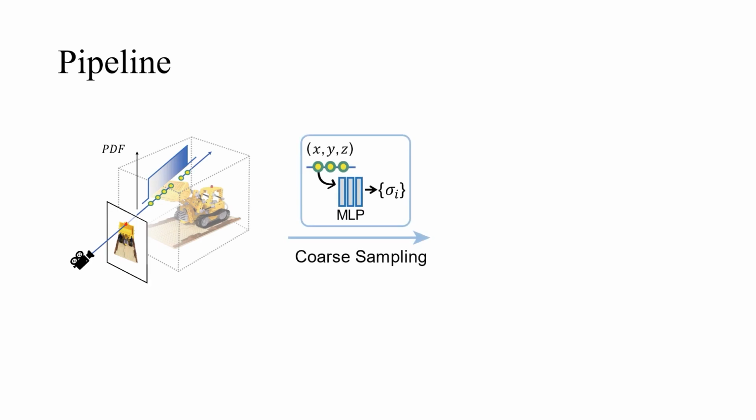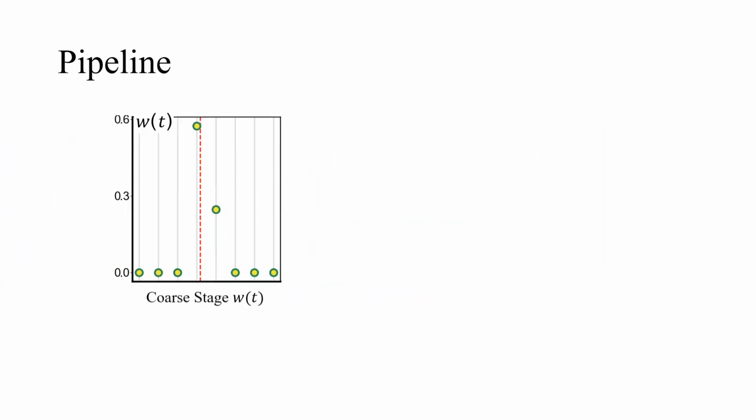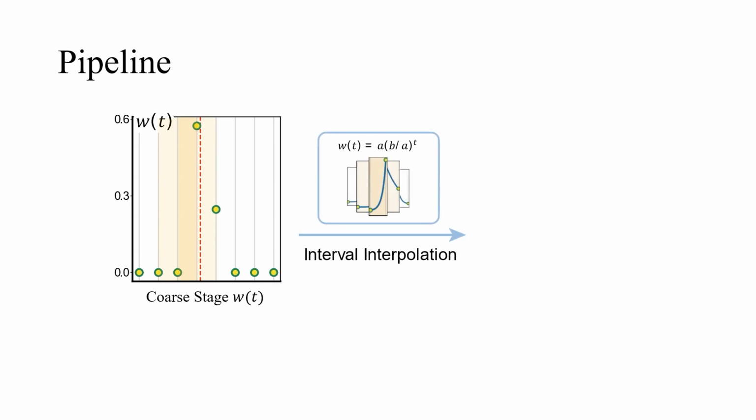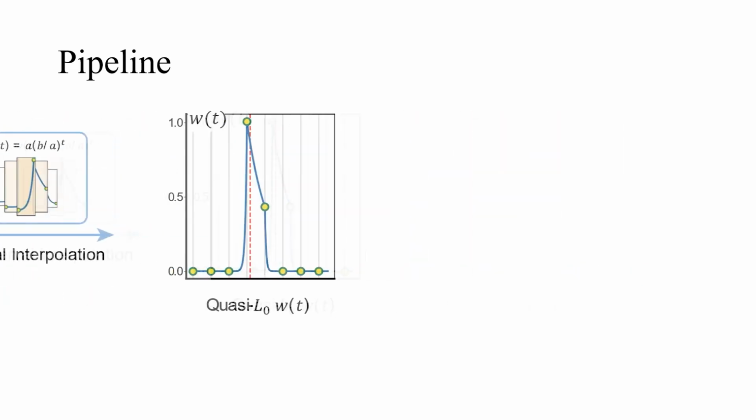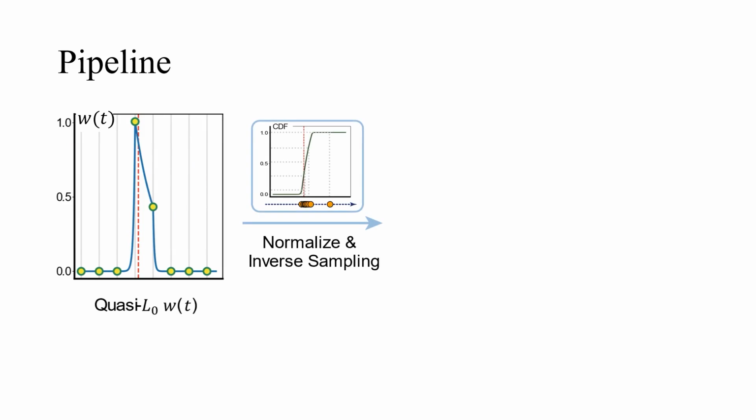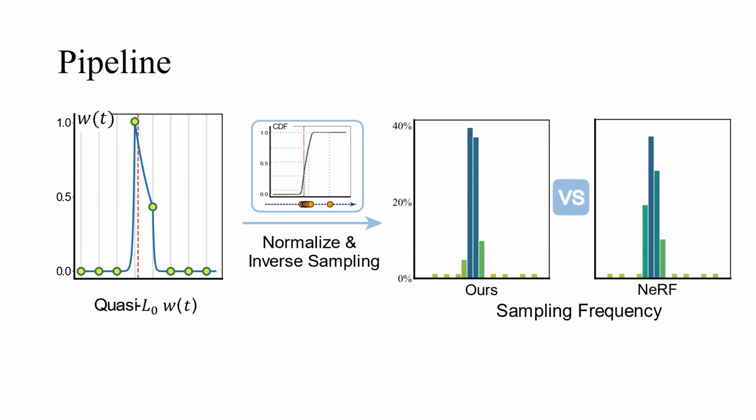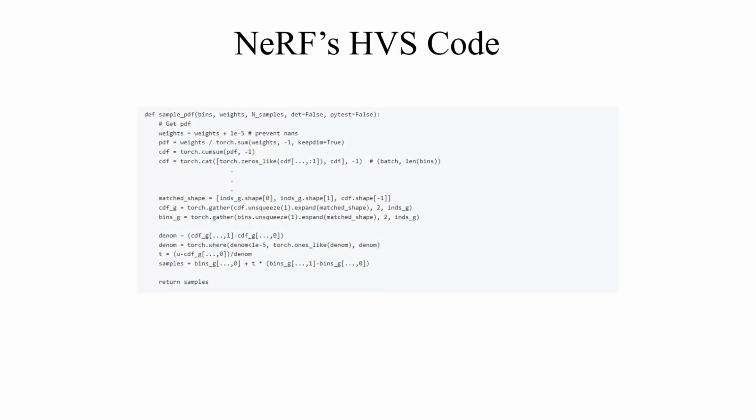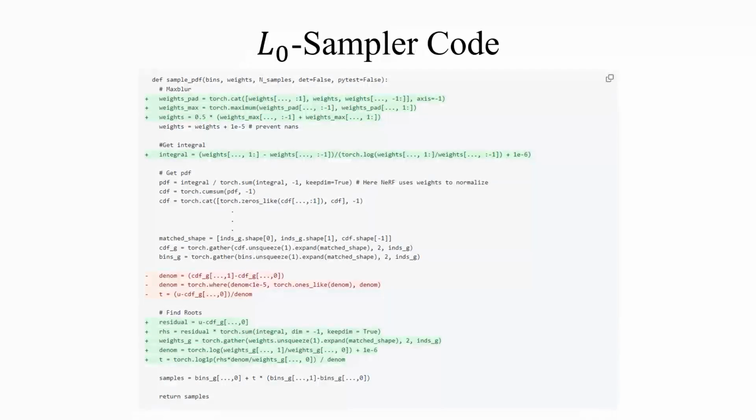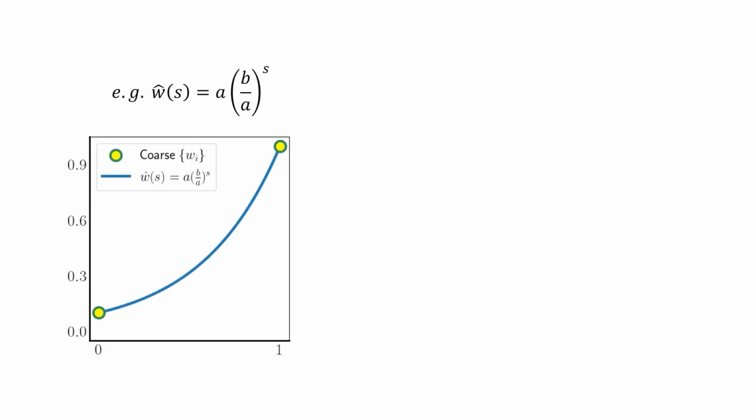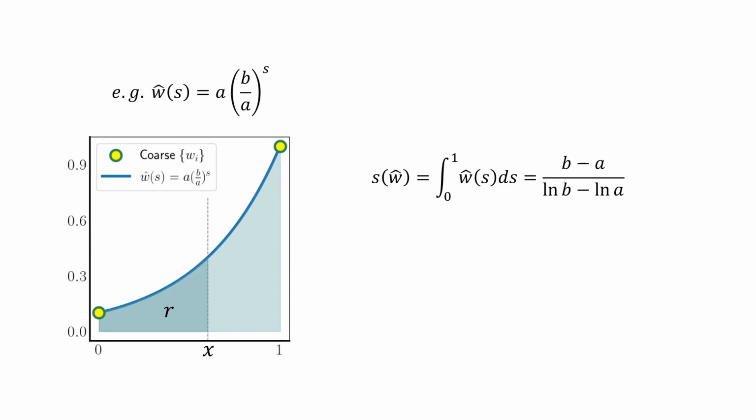Our method follows a straightforward pipeline. Starting with uniform sampling as in NeRF's coarse stage, we then apply our quasi-L0 WT through piecewise interpolation. After normalization, this serves as a PDF to guide inverse transform sampling, concentrating sampling near the surface, as our sampling frequency visualization shows. Implementing our method from NeRF's HVS requires only a few code adjustments, approximately 10 lines. Each step, from normalization to inverse transform sampling, has a closed-form solution, avoiding extra computational load.